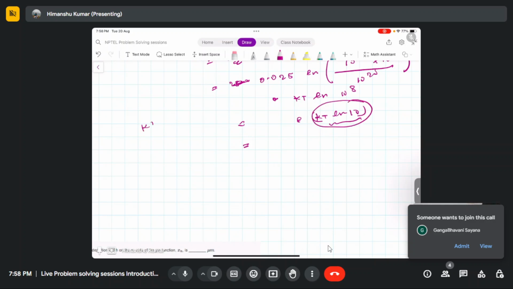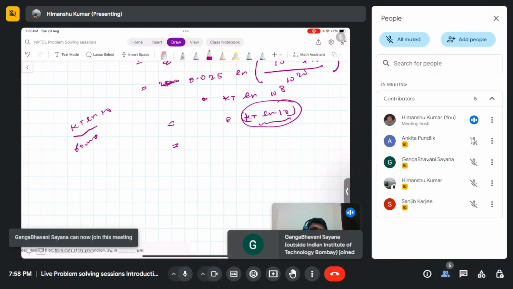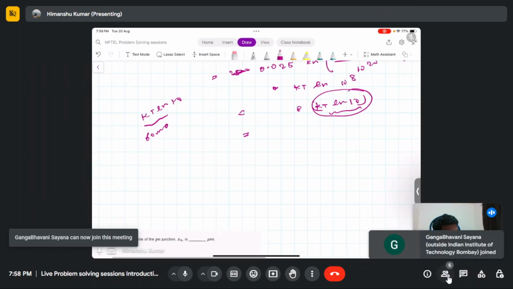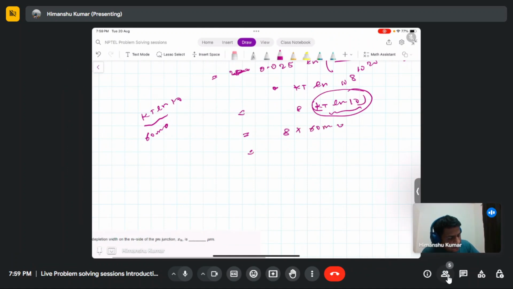So Kt ln 10 is around 60 millivolt. This is quick in solving exams, so remember this number. It is very helpful in a lot of places. Then you multiply 8 times 60 millivolt, and this will become 480 millivolt, which is 0.48 volt.